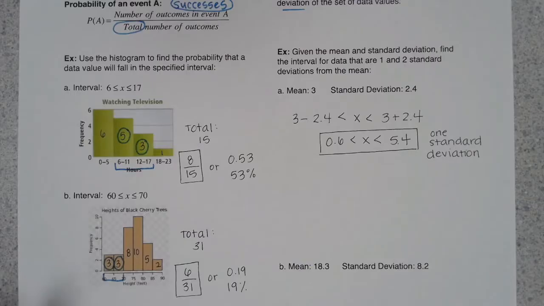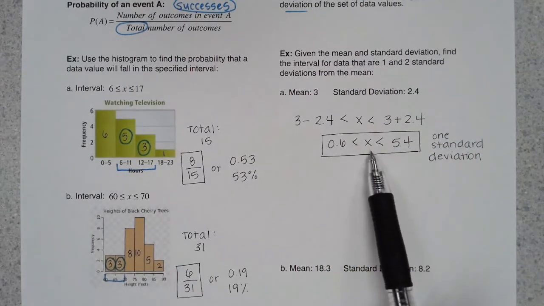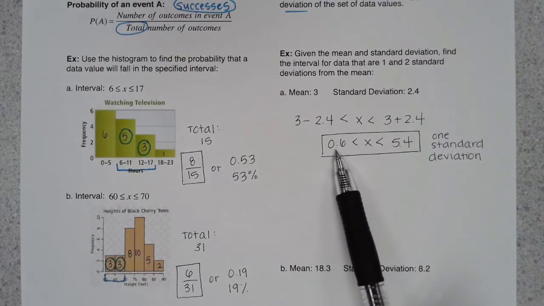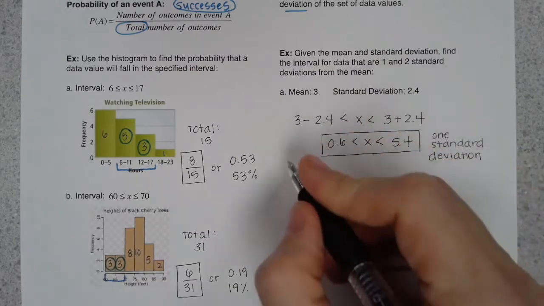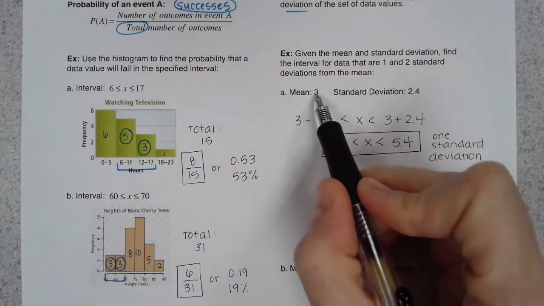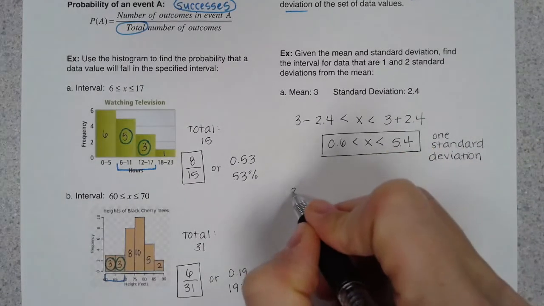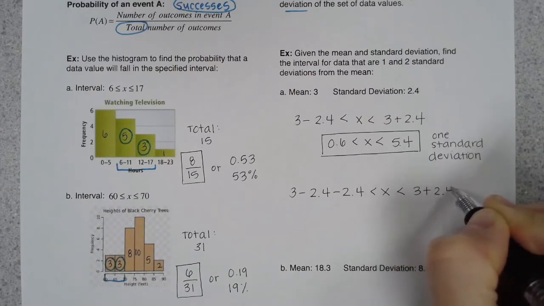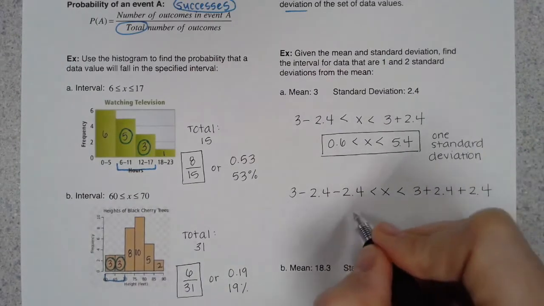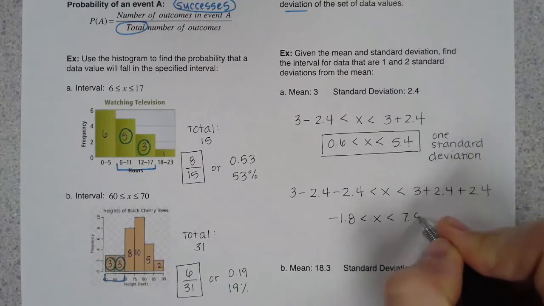To find the answer for the second part of the question, we're going to do the same thing again. We're trying to find the data that are within 2 standard deviations from the mean, so for the second part, you can subtract the 2.4 from this number, and subtract the 2.4 from this number again, or you can go back and use the number 3, right? The number 3 was the mean, and so to find the data within 2 standard deviations from the mean, you're going to subtract the 2.4 twice, and on this side, you're going to add the 2.4 twice. Simplifying that, on the left side I'm going to get negative 1.8, and on the right side I'm going to get positive 7.8.